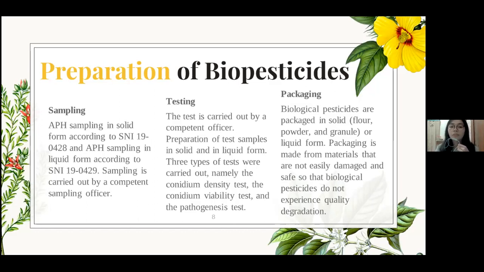Preparation of test sample in solid and liquid form. Three types of tests were carried out, namely the conidium density test, the conidium viability test, and the pathogenicity test. Packaging. Biological pesticides are packed in solid or flour, powder, and granule or liquid form. Packaging is made from materials that are not easily damaged and safe so that biological pesticides do not experience quality degradation.